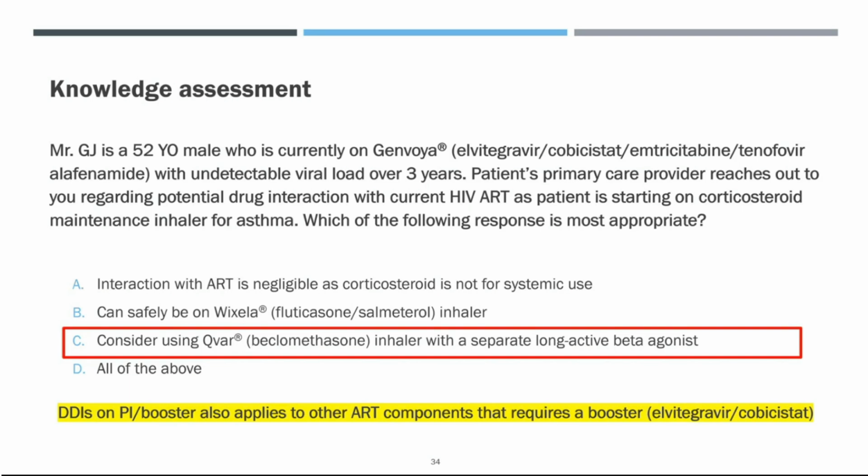So make sure to advise the PCP to use a different, alternate inhaler. Beclomethasone is appropriate among the inhaled corticosteroids. And the purpose of this question was actually to highlight that the drug interactions with boosters also apply to other ART components that require a booster. So within the VA, we use Gemvoya a lot because it has a cobicistat component that causes the drug interactions. Make sure to fully assess their full drug interactions.